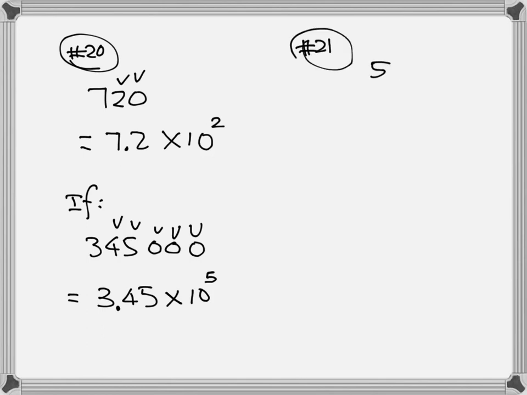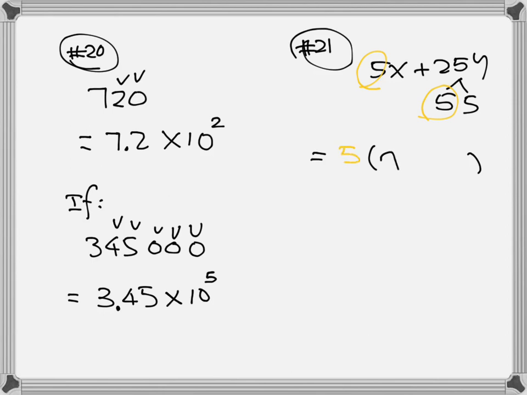Okay? Let's look at number 21. We have 5x plus 25y. They ask us to factor it out. 5 goes into 25, right? So my common factor is what? 5. So 5 goes out. Then the rest of the numbers you cannot take out. You're going to leave inside the parentheses. So we have x plus 5y. Then that's the answer. Okay, let's look at the next one. Let's look at number 22.